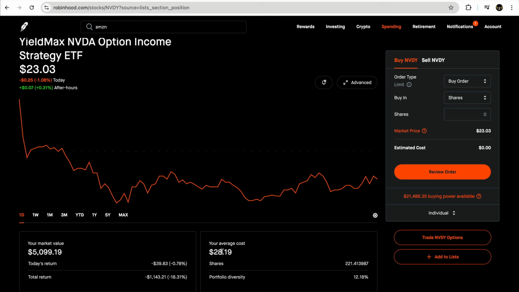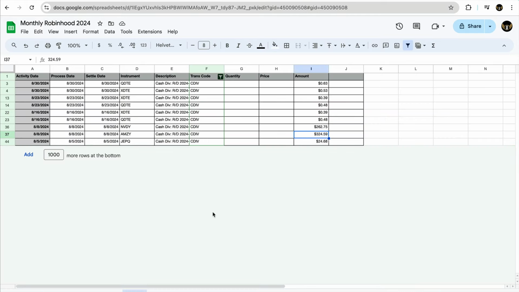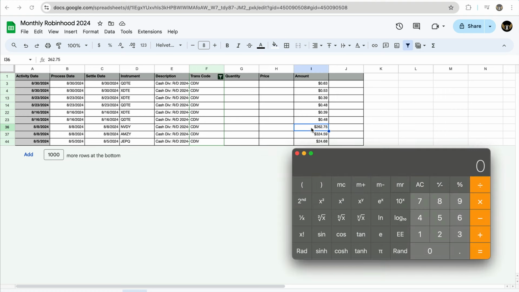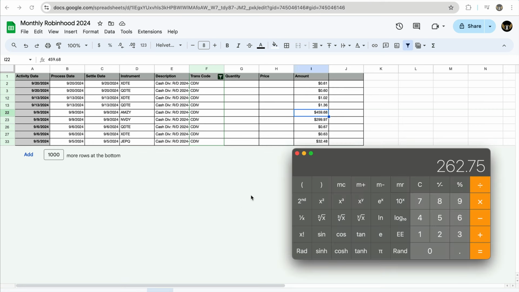But my average cost right now is 28.19, and it's trading at 23.00. So I'm way down on this one too. And I haven't traded this one as long. I think I started last month, so I collected 262.75 there. And this month I collected 299.97. So 562. I'm going to wait and collect some more dividends on that.